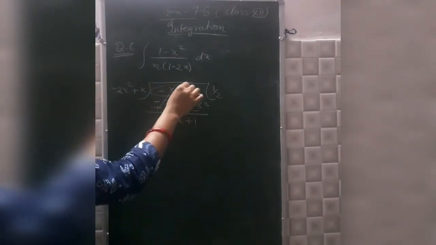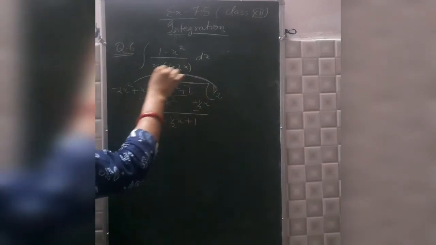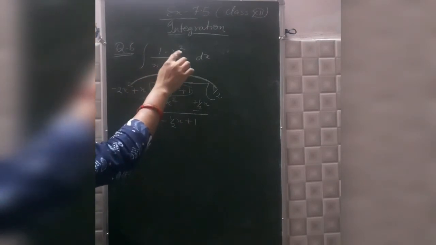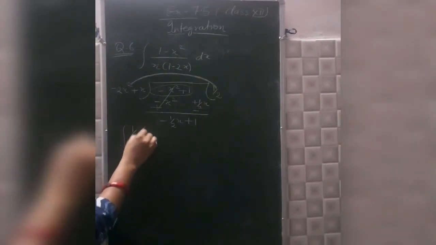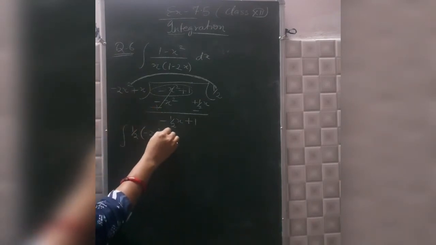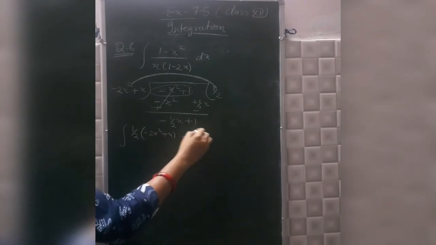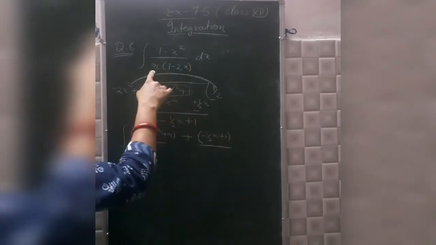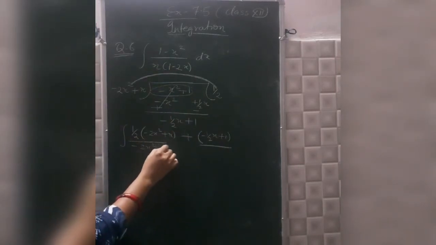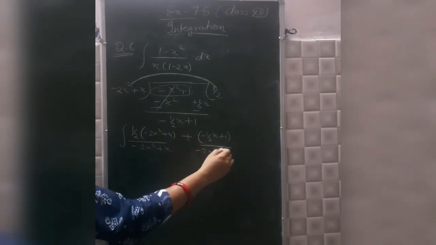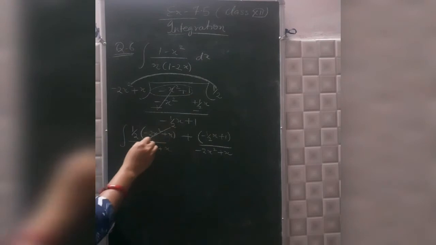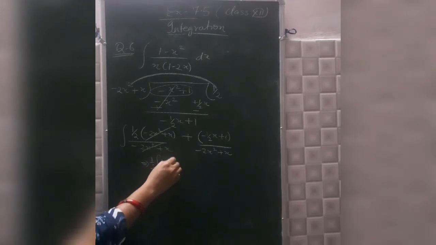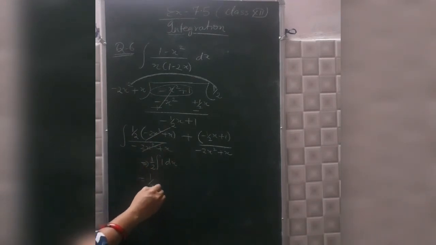So this minus x square plus 1 can be written as the product of these two plus remainder. So in the given function, in place of 1 minus x square write down half into (minus 2x square plus x) plus remainder, that means minus half x plus 1. This is divided by minus 2x square plus x, here also write minus 2x square plus x. Now in this part, these quadratic terms cancel, you will get 1 only, and the integration of 1 with respect to x is x.